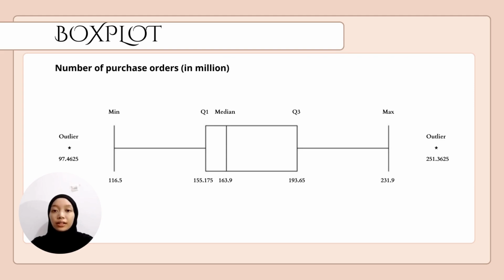1 is 155.175, median 163.9, quartile 3 193.65, maximum 231.9. For the outliers, 97.4625 and 251.3625.